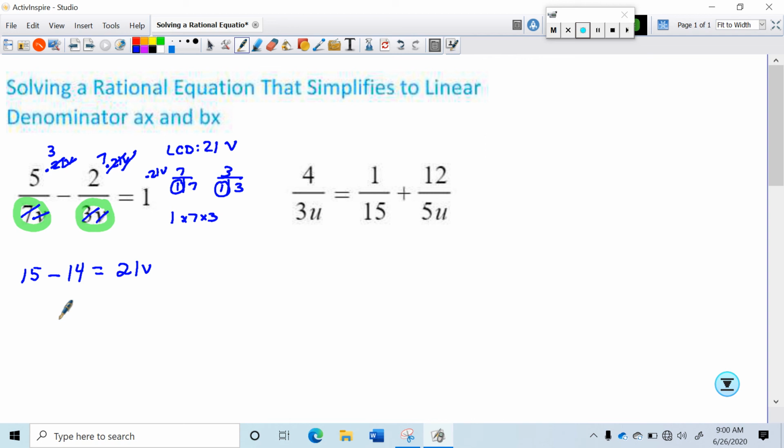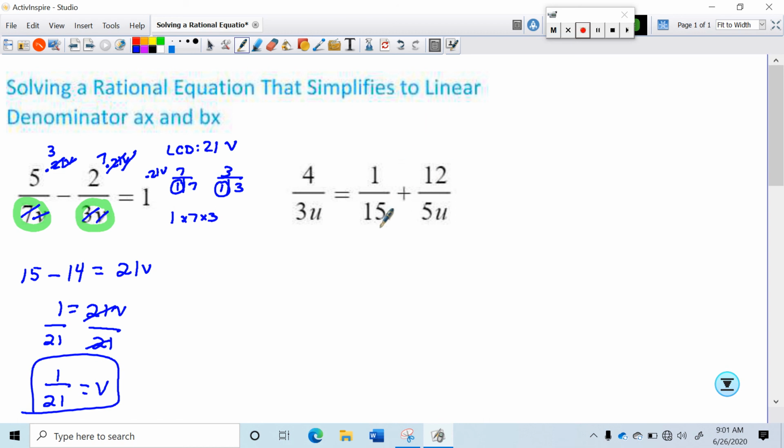Well, 15 minus 14 is 1. So 1 equals 21v. 21 times v, the opposite of times is divide. So divide both sides by 21. And that doesn't simplify. So v equals, top cancels with bottom. 1 over 21 is your answer.